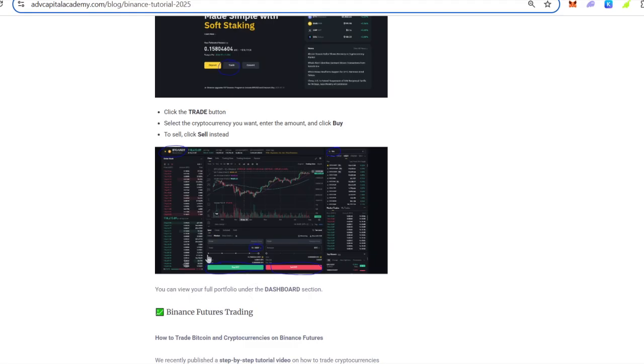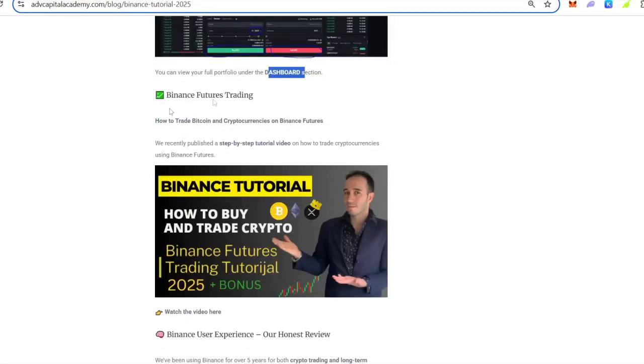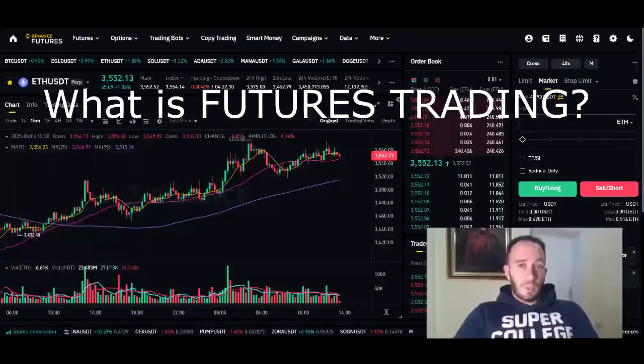If you want to sell any crypto that you bought, again you need to find crypto you want to sell, find the amount you want to sell and click the sell button. All the crypto that you buy and you have on your portfolio, you can view under the dashboard section. Now that we know the basics, we can talk about Binance futures trading and how you can make money trading futures. What is actually crypto futures trading?